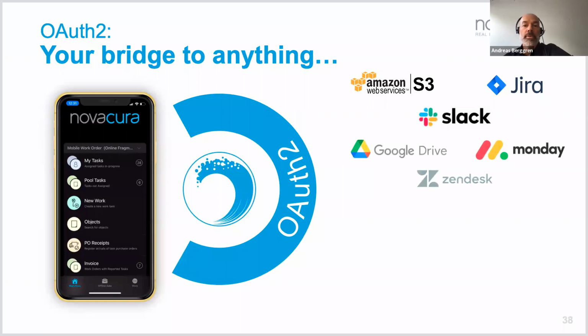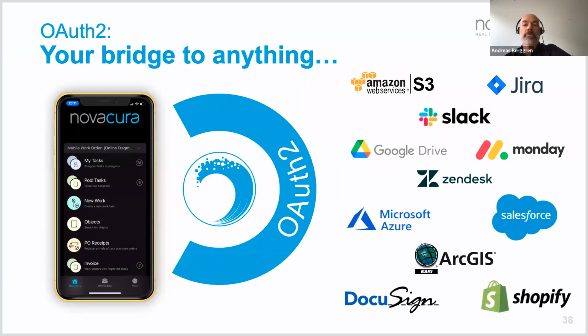So with REST and OData support, Flow can be your bridge to pretty much everything. It can be platforms like Amazon Web Services, Microsoft Azure, or Google, or customer service in Jira, Zendesk, or signing documents with DocuSign, or integrating with a web shop in Shopify.